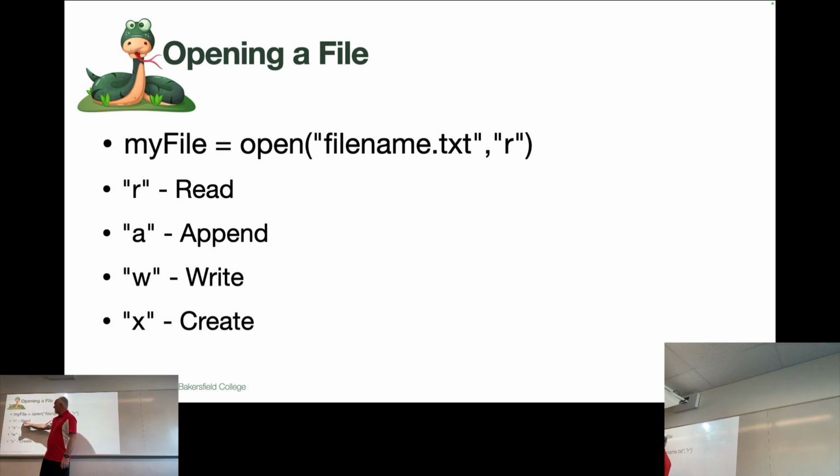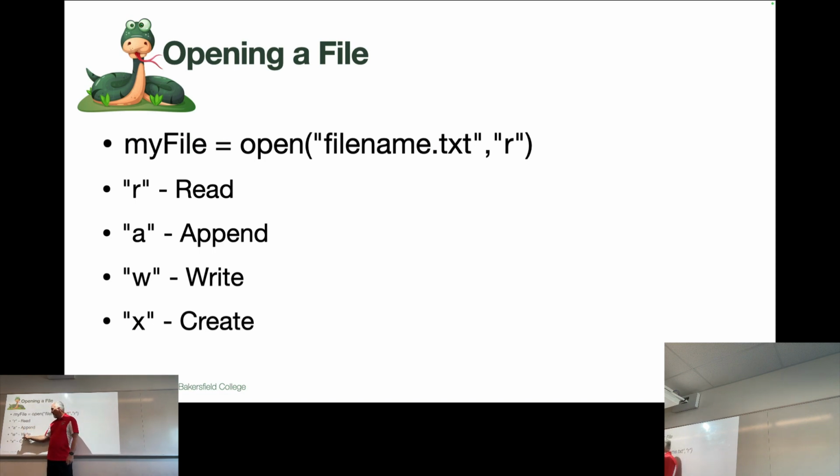But the most important ones, R is read. Okay. So if you're going to read from a file, if you're getting information from that file, you're going to use R. Now, if you do this and then you try and write something to that file, it will give you an error. If you do this and the file doesn't exist, it will give you an error. So R is important to note that that file needs to exist.